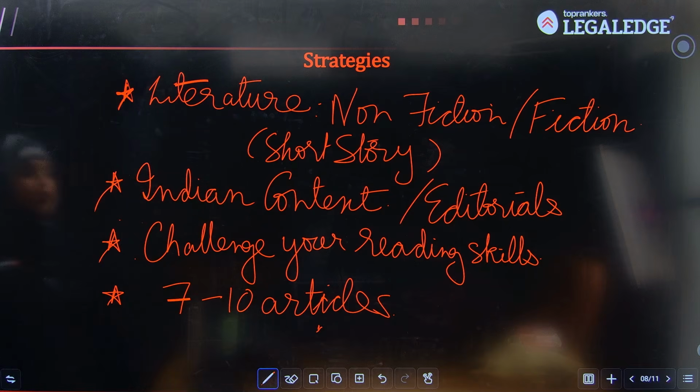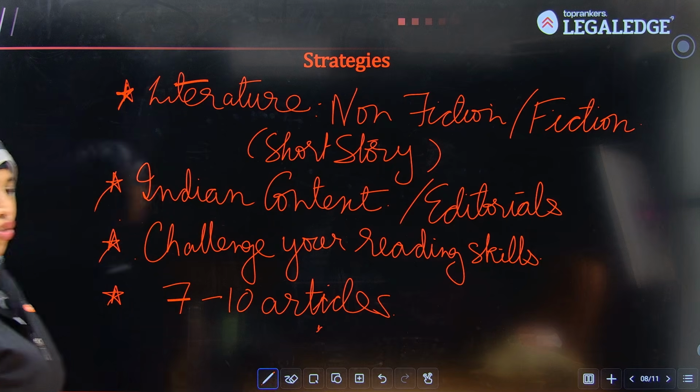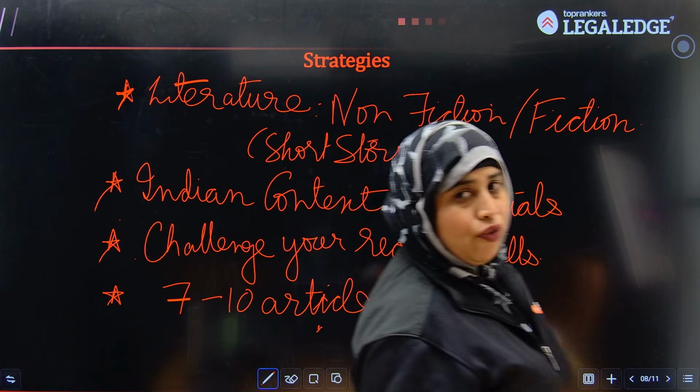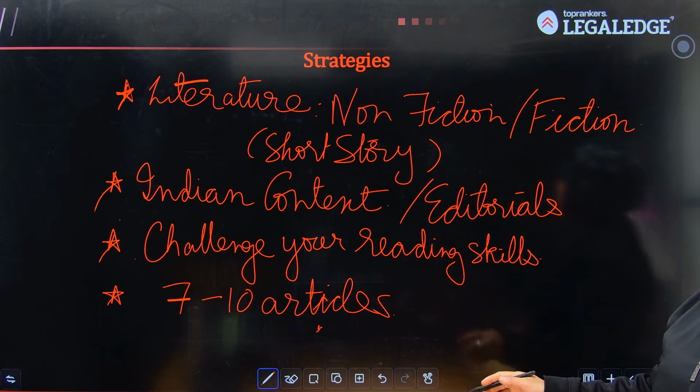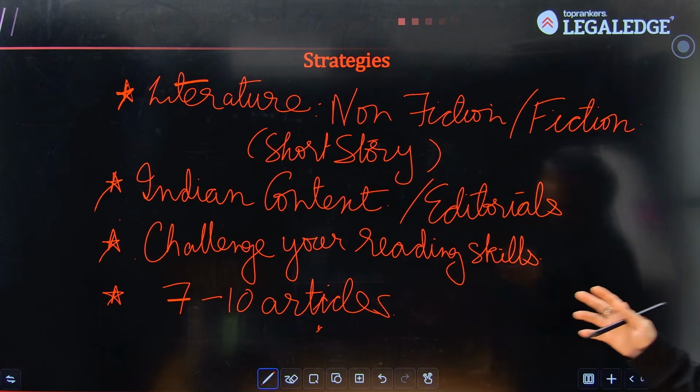All right, 7 to 10 articles every day. This should include your short story and editorials as well. So say one short story and 3 to 4 editorials, then you have a scope of reading articles of different genres, like 3 articles from different genres at least.